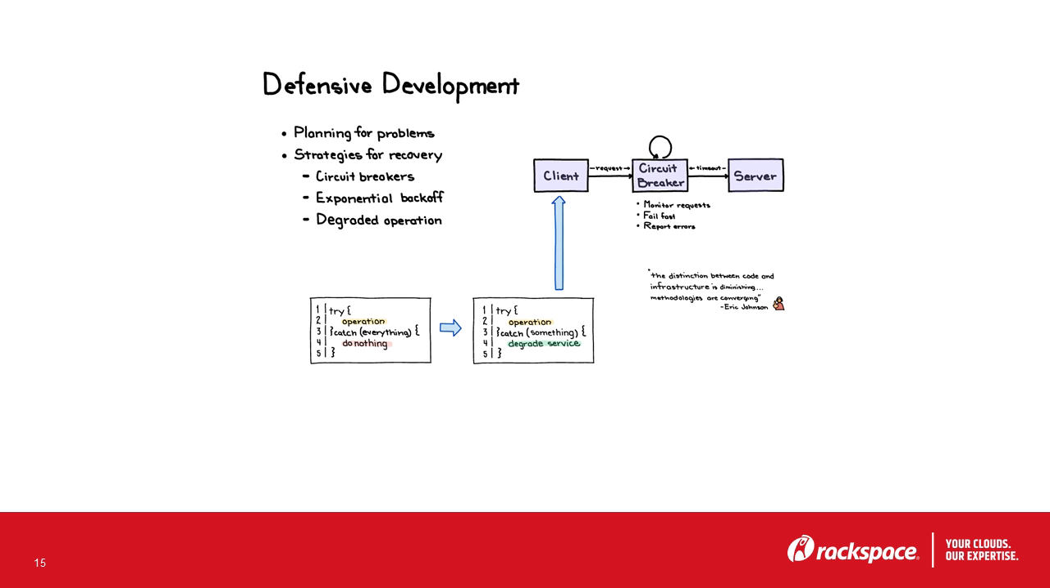And the example I give, sort of in the lower left here, is that it's very common to see this in code where you have a try block, you catch everything, and you do nothing.